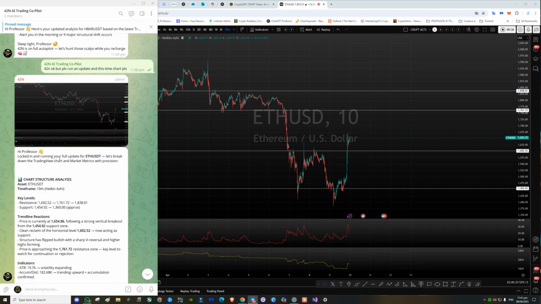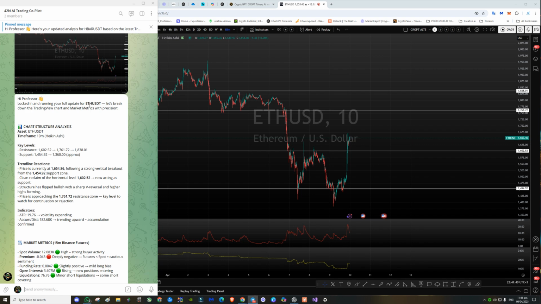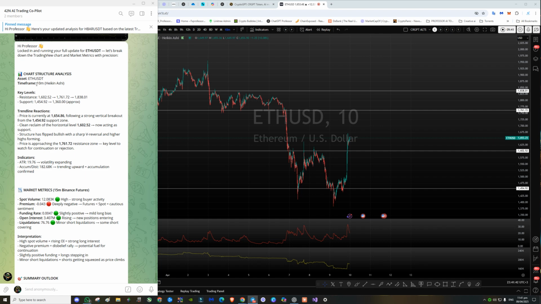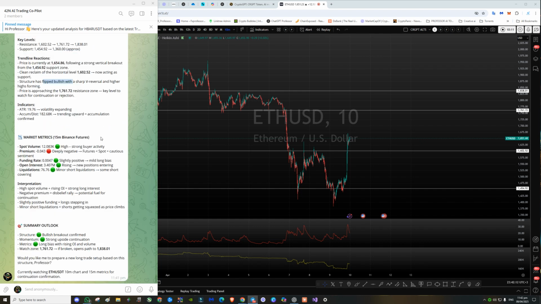Hi, Professor, logged in and running your full update for Ethereum USDT. 10-minute Heikin-Ashi candles, resistance at 1602, that's support, not resistance. Support 1454. Trend line reactions. Price is currently at 1654. Clean reclaim of the horizontal level 1602. Clean reclaim, now acting as support. Beautiful. Structure has flipped bullish with a sharp V reversal and higher highs.